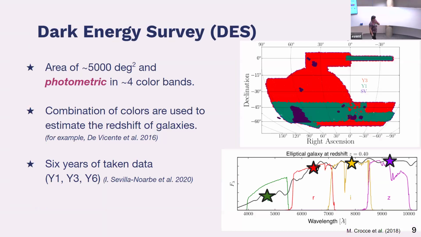So just briefly, the Dark Energy Survey is around 5,000 square degrees. It's a photometric survey in 4 color bands, implying that instead of knowing the redshift exactly for each galaxy, you use these bands to estimate the redshift of a galaxy, implying that each galaxy will have some uncertainties in the determination of redshift. And you can see here the footprint covered for different years, and it has been taking data for 6 years, so this was already mentioned.